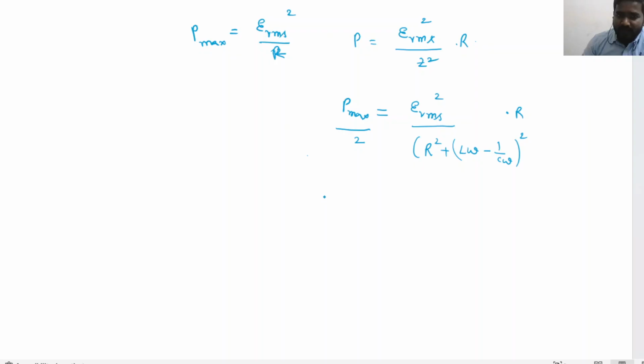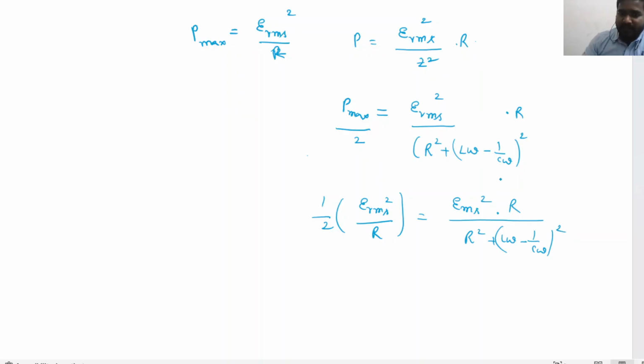So maximum power is half of maximum power, so Erms square divided by net resistance must equal Erms square times resistance divided by R square plus (L omega minus 1 upon C omega) whole square. Then Erms square and Erms square get cancelled. If you cross multiply this equation, you get R square plus (L omega minus 1 upon C omega) whole square must equal 2 times R square.